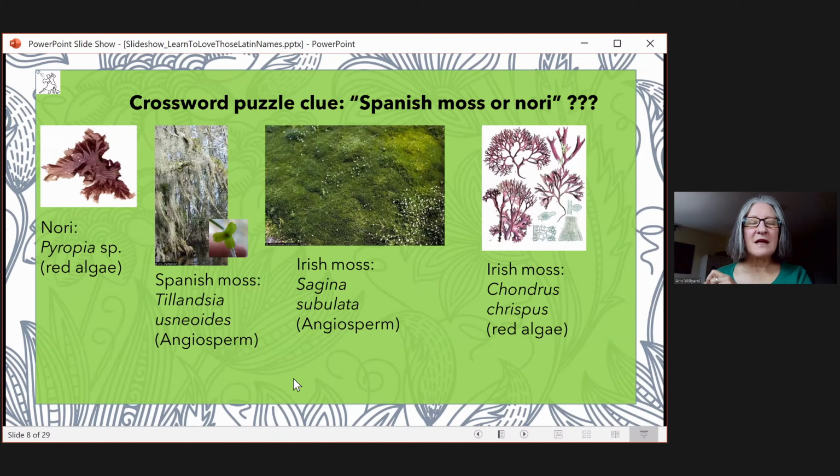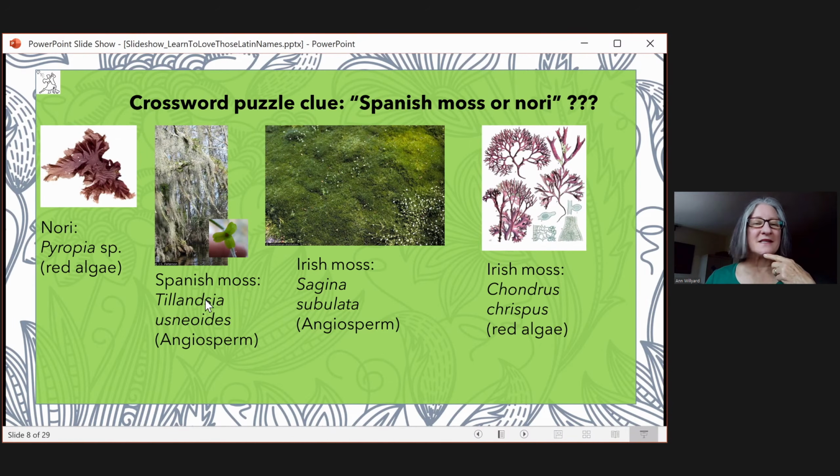So a couple of days ago, I had a crossword puzzle clue that said Spanish moss or nori. Yeah, I'm a botanist. I should get this one right away. What in the world do those two have in common? So nori is a red algae, and that's the little dark seaweed that you would have wrapped around your sushi, right?